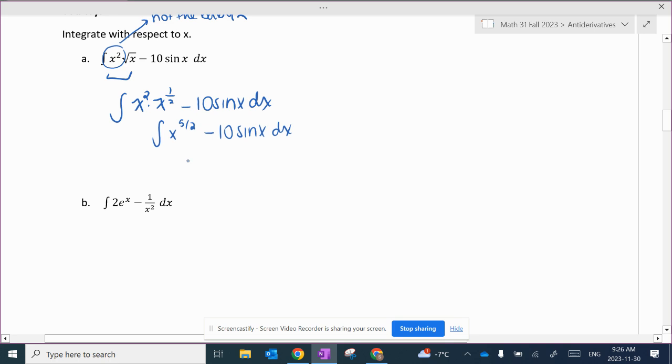What is the antiderivative of x to the 5/2? x to the... What's 1 more than 5/2? 7/2, divided by 7/2. And then for this one, -10 sine x, the antiderivative is +10 cos x plus c.